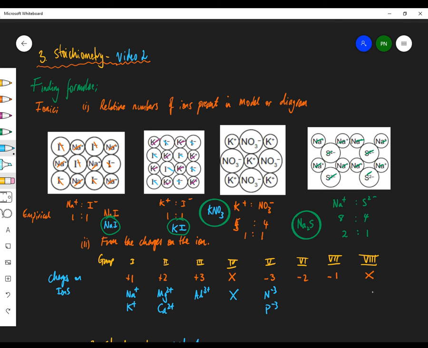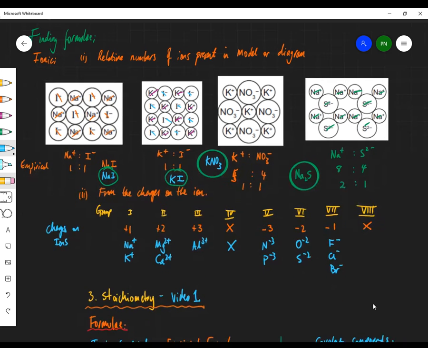Phosphorus is going to be P3- as well. Group 6, oxygen is going to be O2-. Sulfur is going to be S2-. Group 7, you're going to get fluorine, F-, chlorine, Cl-, bromine, Br-. Okay, so there we go. These are the charges on the ions.